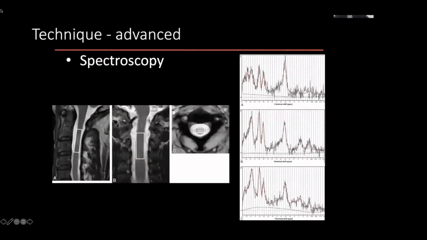Spectroscopy. I had a mentor who always used to say that MR spectroscopy is the modality of the future and always will be.